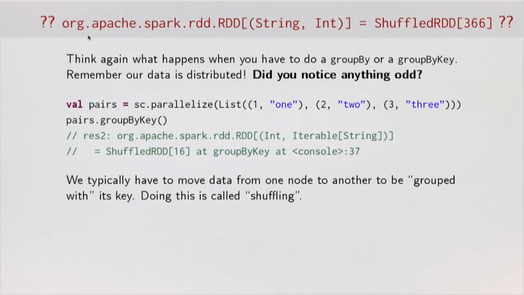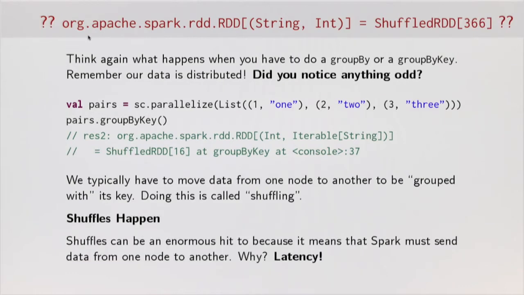Remember that group by key collects all of the values associated with a given key and stores them in that single collection. That means that data has to move around the network, and doing this, moving the data around the network, is called shuffling. What's important to note is that shuffles happen. They happen transparently as a part of operations like group by key. And what every Spark programmer learns pretty quickly is that these shuffles can be an enormous hit to performance because it means that Spark has to move a lot of its data around the network. And remember how important latency is.